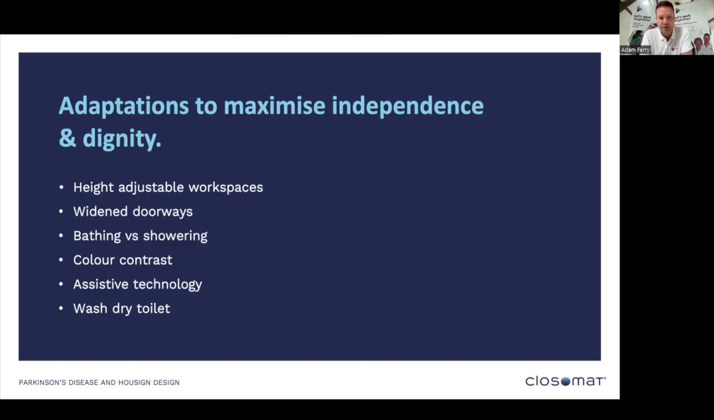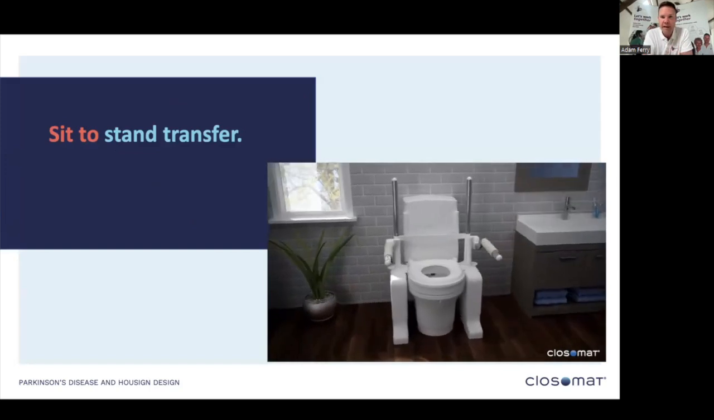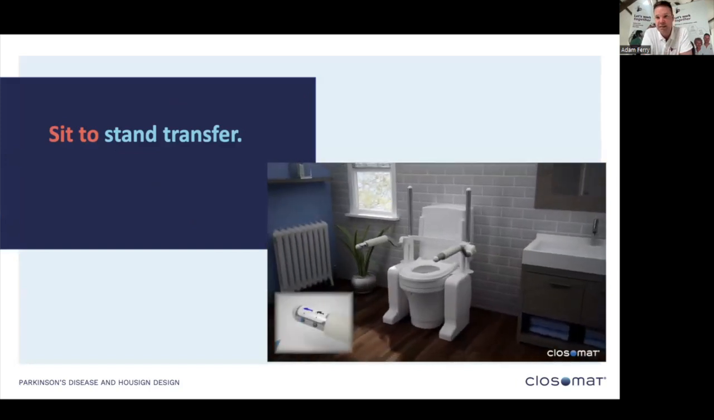And the wash dry toilet, for obvious reasons, it washes the person, it dries the person, maintains dignity, and maximizes independence. One of the things within there I just wanted to briefly mention, and I see it all the time, is that often somebody will have the recommendation of a rise recliner armchair, because someone with Parkinson's often struggles with that transition, not to push up into standing, but that transition from that lean at say 40, 45 degrees and into a full stand.